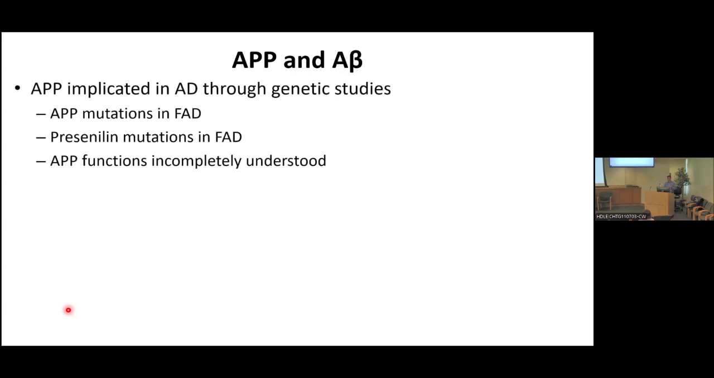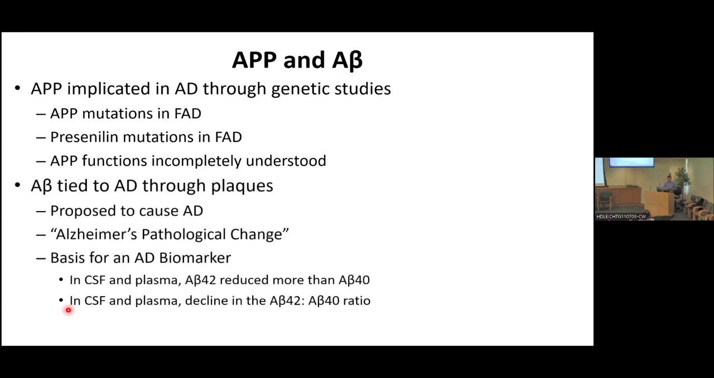Okay, in terms of background, I'll talk first about APP and beta amyloid. So APP, as I mentioned, has been implicated in Alzheimer's through genetic studies. Mutations in APP are associated with familial autosomal dominant Alzheimer's, presenilin mutations as well, and the presenilin gene products process the APP protein. But despite all this knowledge, APP's functions are still incompletely understood. A beta, of course, has been tied to Alzheimer's through the plaques. It's been proposed to cause Alzheimer's. That's the amyloid cascade hypothesis.